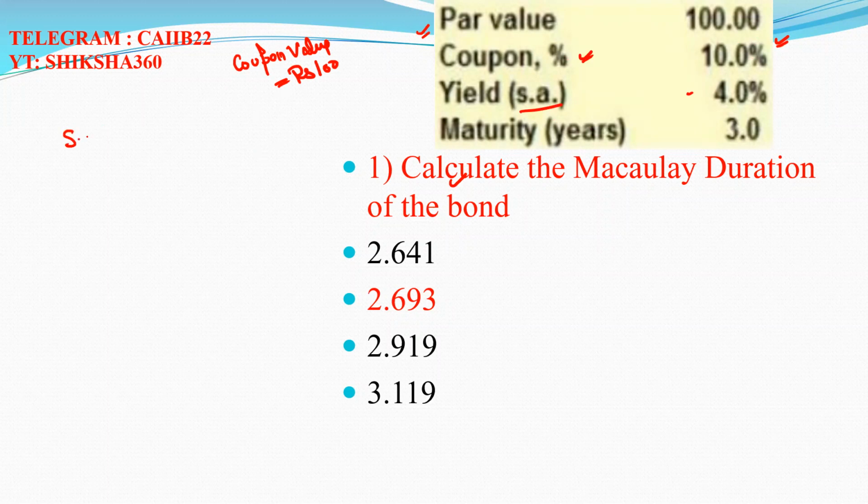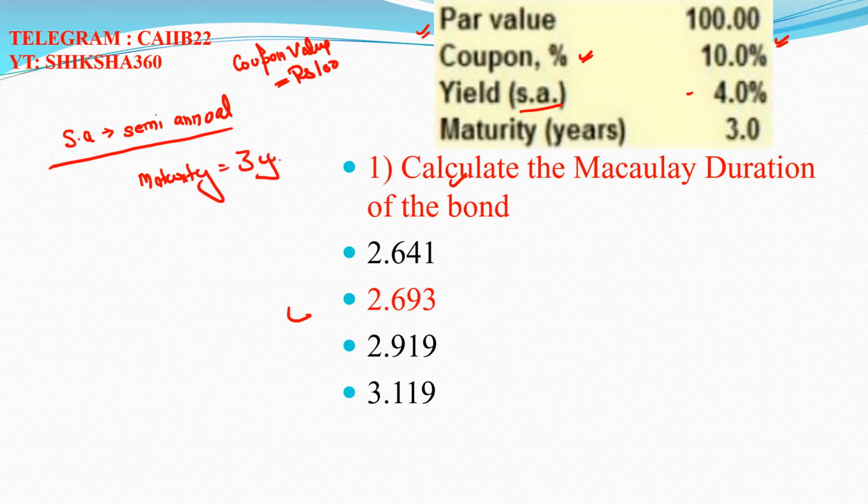So what is the meaning of SA? Basically it represents semi-annual. Here they have written the word SA, and SA represents semi-annual. And maturity is in years. Maturity here is 3 years.